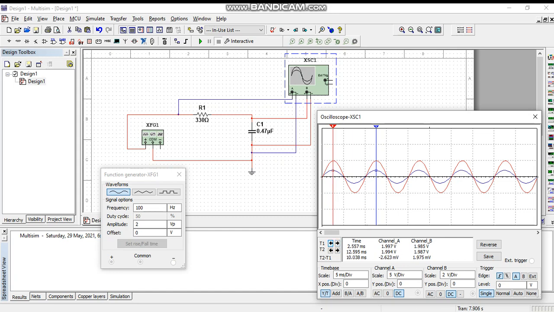So we're going to see the maximum V in, which is 1.997 volts. When the frequency is 100, the V out is 1.987 volts. To find the phase difference, the phase shift or phase angle, we need the formula, and we need the change in time. The time difference between the two waves is 10.038 milliseconds.